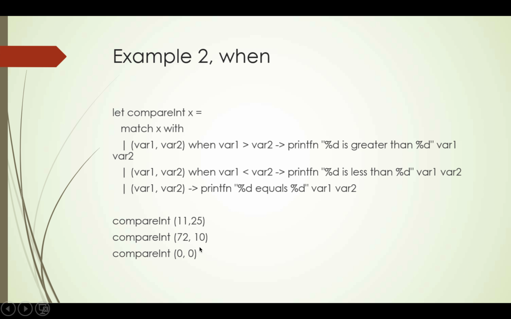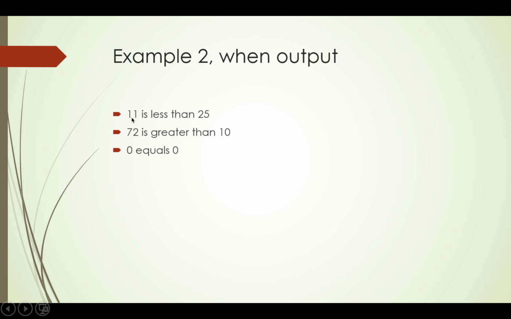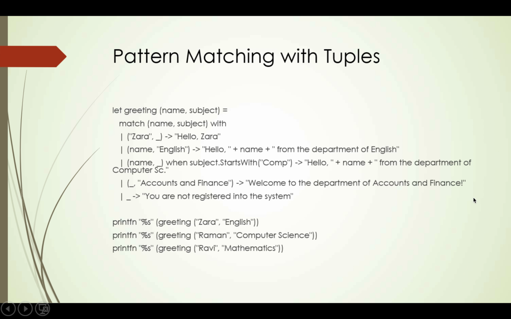Alright, we'll go to the next slide, and this is what we said here. 11 is less than 25. And the second one is 72 is greater than 10. And the third one is 0 equals 0. So we're doing another pattern matching with tuples.